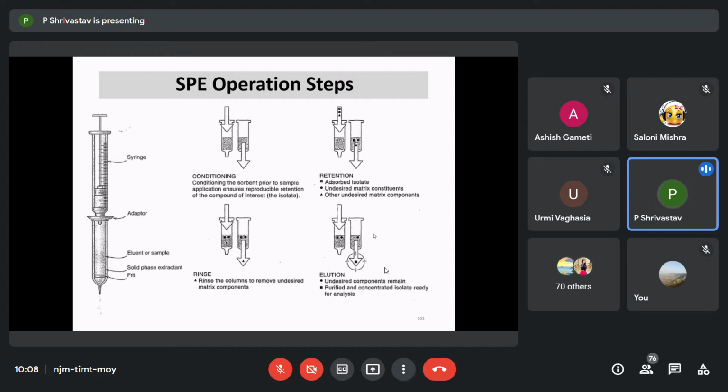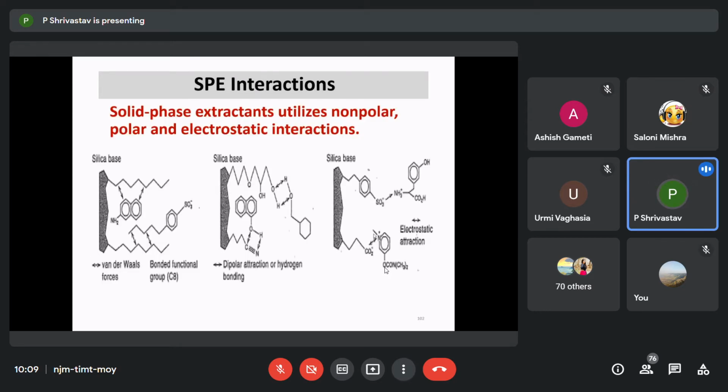Then the last step is elution with a stronger solvent. If you use a strong solvent in the final step, you get an extract which contains exclusively the analyte or analytes of interest. So this is how solid phase extraction works, and these are the four different steps of solid phase extraction. That is all you need to understand and explain when you are asked to write on solid phase extraction. And as I was talking about the interactions, solid phase extractants utilize non-polar, polar and electrostatic interactions.